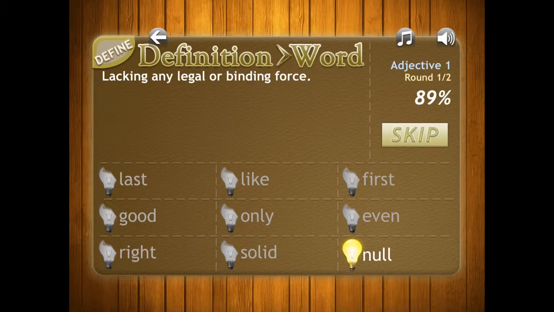Before we move on to the next part of this first set of adjectives one, I'd like to show you what the page is going to look like before you finish the final one. As you see, the score is here for the adjectives, and it tells you the round. It tells you round one of two, which is what this portion of it is. We'll get on to round two in a second. And it tells you what your percentage is.